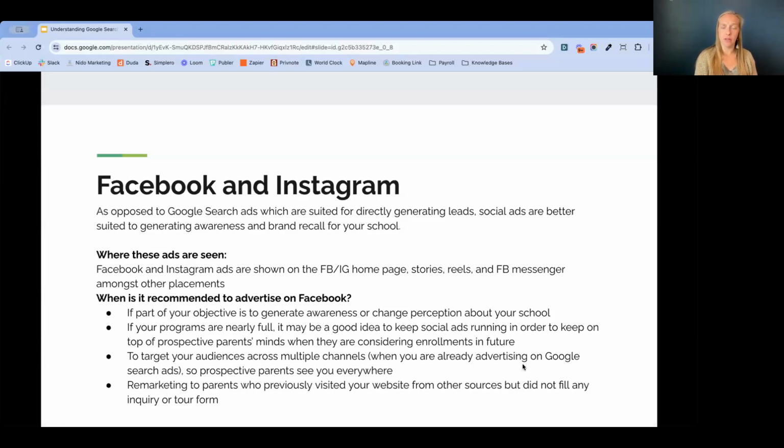On the other side of this too, if your programs are full, so you're not needing as many enrollments, you can always back off your Google ads and turn to some social ads and just keep running some social ads to keep your school at the top of those prospective parents' minds and keep those enrollments coming in for the future. If you're trying to target audiences across multiple channels, so those prospective parents see you everywhere, not a bad idea to run this. And remarketing is a great way to get to those parents on Facebook and Instagram. If you're looking to find those people who have previously visited your website but didn't fill anything out, that's a great way to run social ads too.